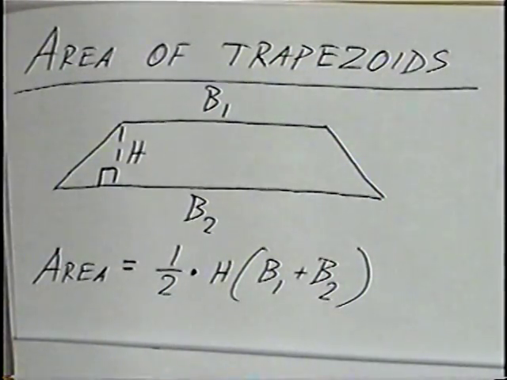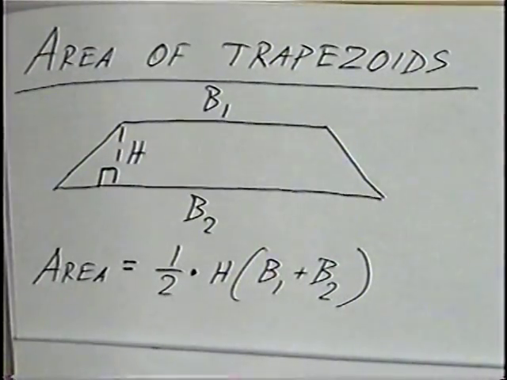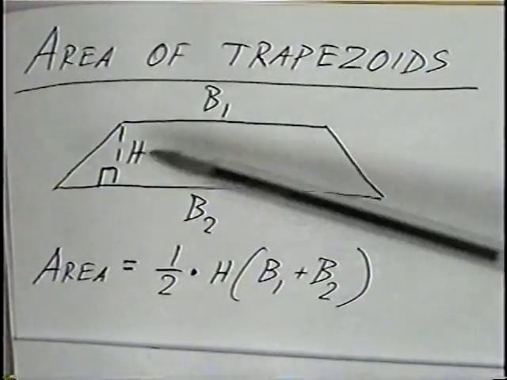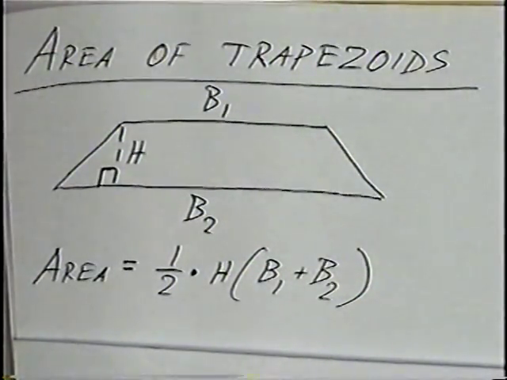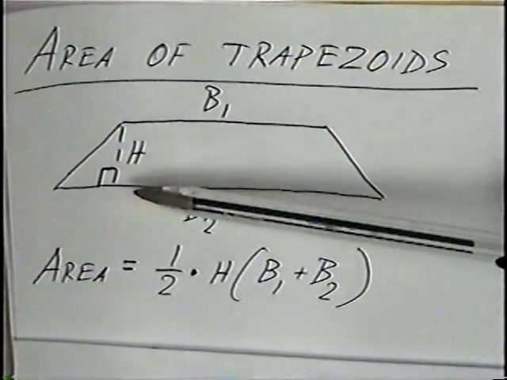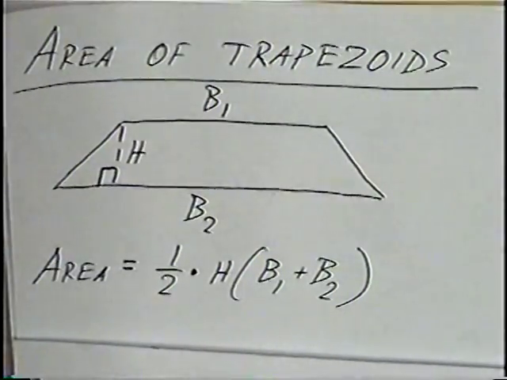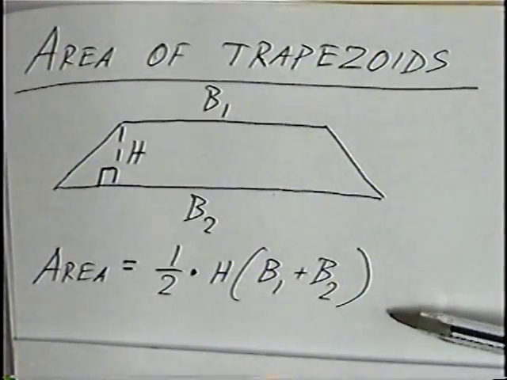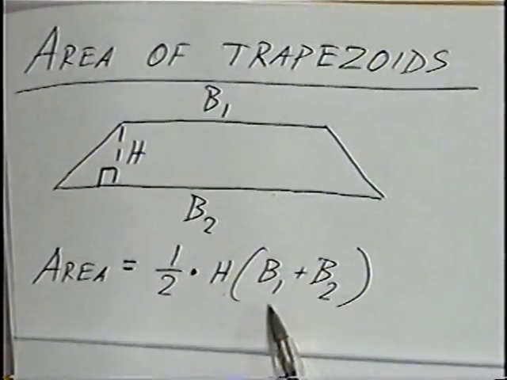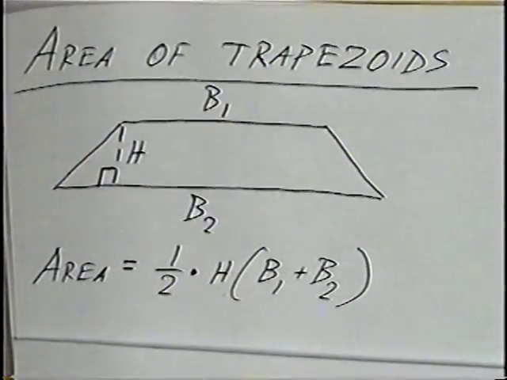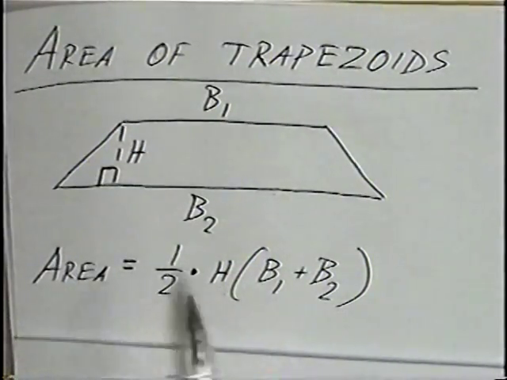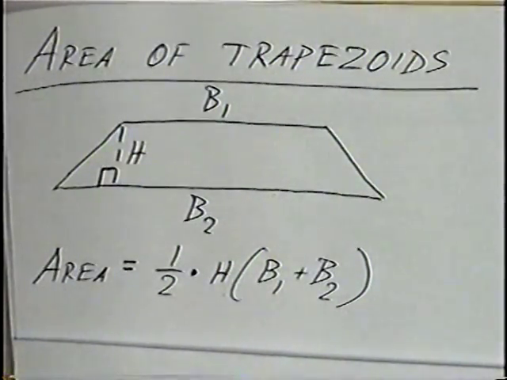Area of trapezoids. A trapezoid is a shape where one pair of sides is opposite and parallel, and the other 2 sides are not parallel. The trapezoid has 2 bases, base 1 and base 2, and also has a height, which is the distance straight up and down between the bases. The formula for the area of a trapezoid: 1/2 times the height times the sum of base 1 plus base 2. So adding the 2 bases together, multiplying by the height, and then dividing by 2 will give you the area of a trapezoid.